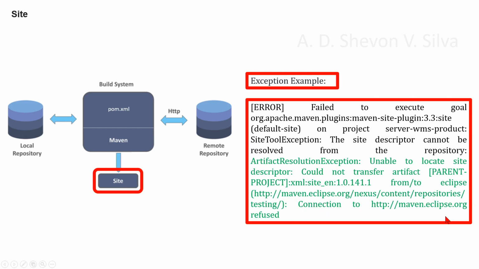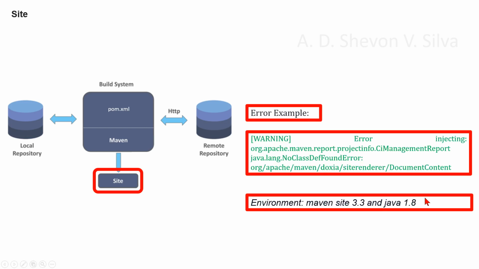As an error example, we can consider this error that occurred in an environment with Maven site 3.2 and Java 1.8. Warning: error injecting. This is a warning also. org.apache.maven.report.projectinfo.CiManagementReport, java.lang.NoClassDefFoundError, org/apache/maven/doxia/siterenderer/DocumentContent.